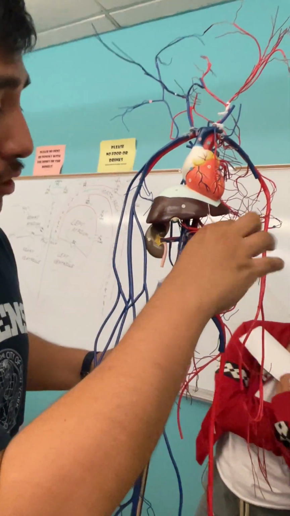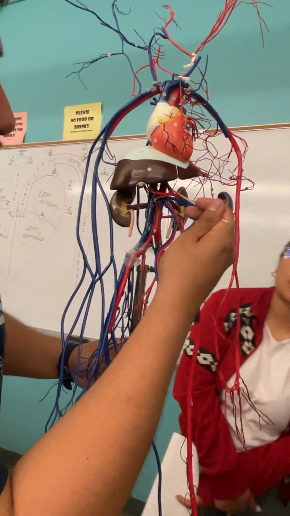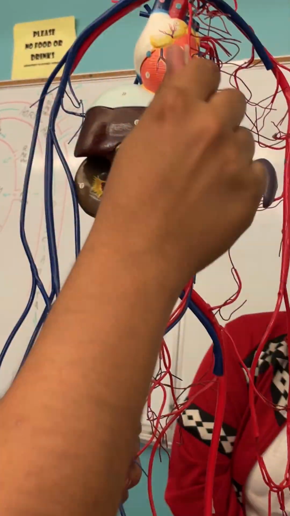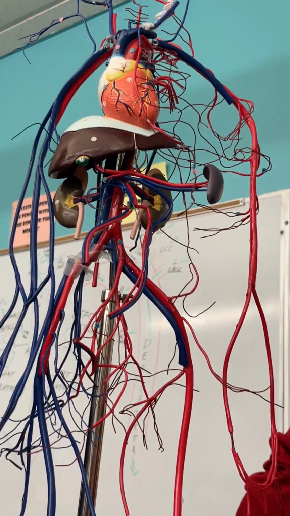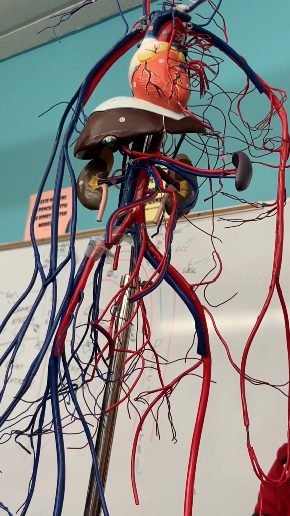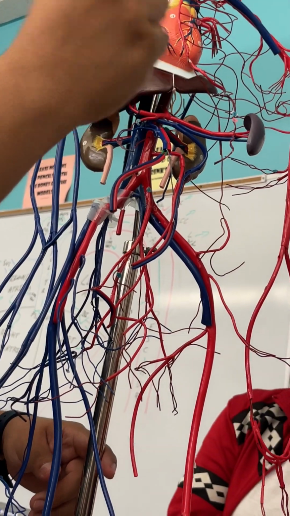The next trunk, underneath it, we have this trunk right here. If you look, it comes off, not directly, but underneath the celiac trunk on the descending abdominal aorta. This is called the superior mesenteric artery. Mesenteric means intestinal, right? So this goes to the intestinal area, both small and large intestine. This is the superior mesenteric.